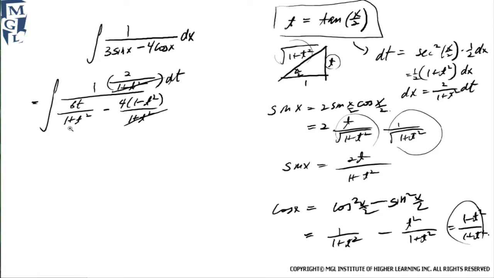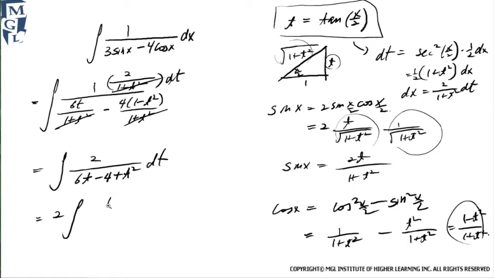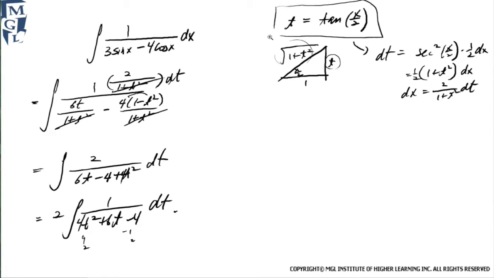If you multiply top and bottom by 1 plus t squared, you're only left with 2 over 6t minus 4 plus t squared. Maybe leave the 2 at the front. So there's a small mistake when I expand it here. There should be a 4 at the front here. So that factors out to the following.